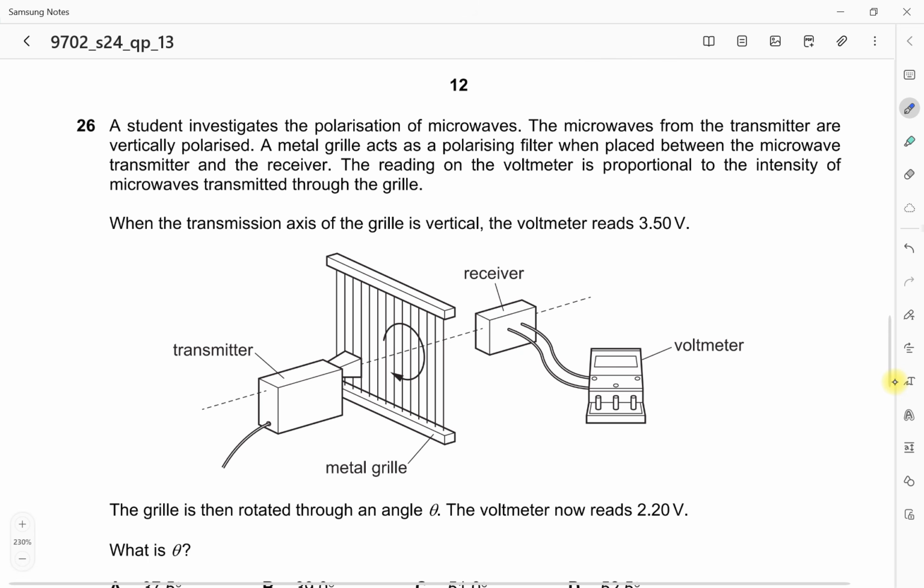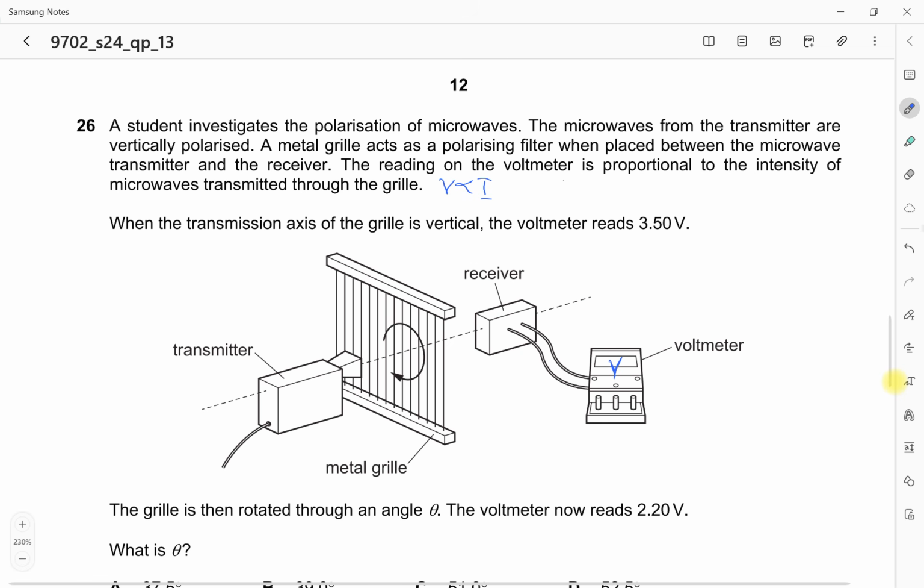A student investigates the polarization of waves. The microwaves from the transmitter are vertically polarized. A metal grill acts as a polarizing filter when placed between the microwave transmitter and the receiver. The reading on the voltmeter is proportional to the intensity. So let's say the reading on the voltmeter is V, and they are saying V is directly proportional to the intensity of the microwaves transmitted through.